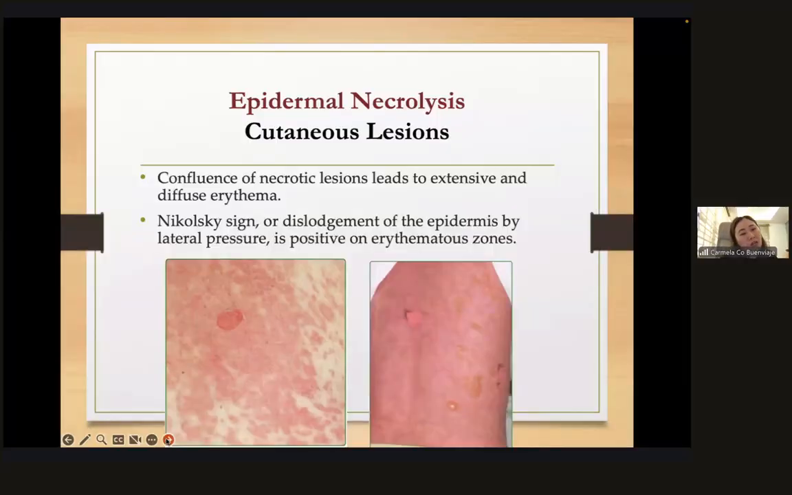So the confluence of necrotic lesions leads to extensive and diffuse erythema. And then the Nikolsky sign, I'm sure you already know the Nikolsky sign, or dislodgement of the epidermis by lateral pressure, is positive on these erythematous zones. That means these erythematous zones will lead to dislodgement of the epidermis anytime. Just by a little trigger with doing the Nikolsky maneuver, they could already be dislodged.